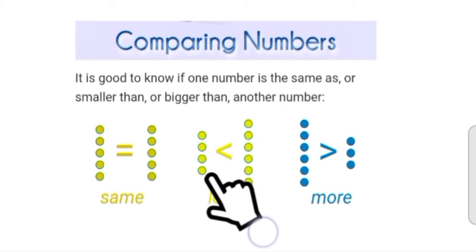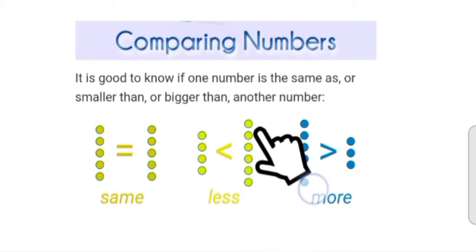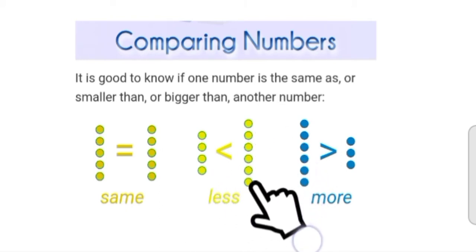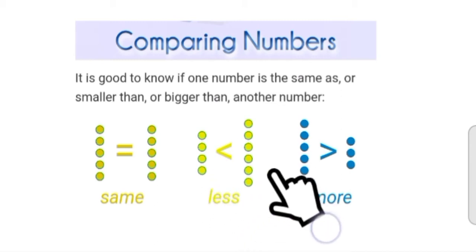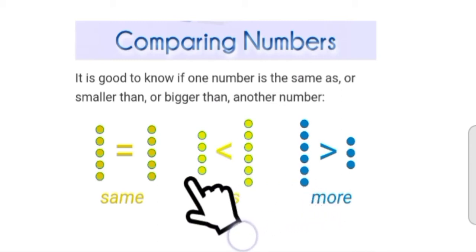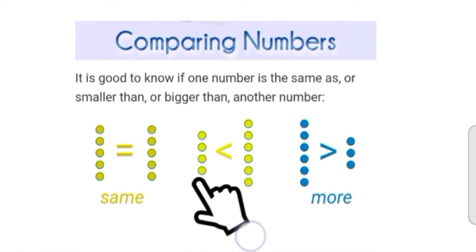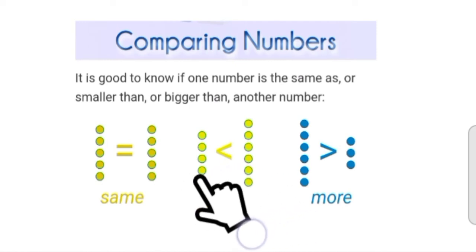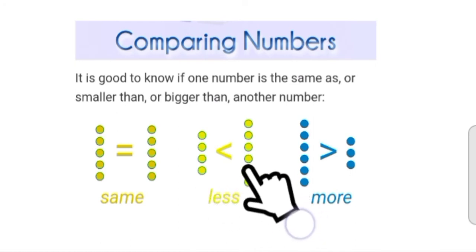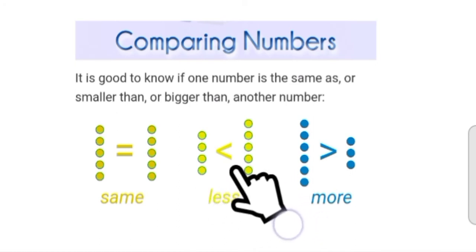Next, here 4 beads. Here 1, 2, 3, 4, 5, 6. 6 beads are there. So this left hand side is less than right hand side. So 4 beads. 4 is less than 6. So here you can say 4 is less than 6. So this symbol is the less than symbol.